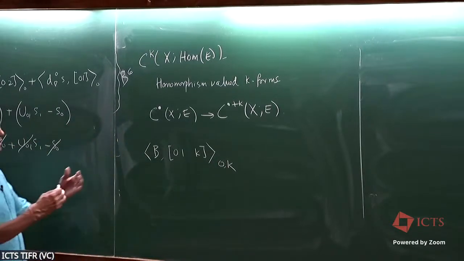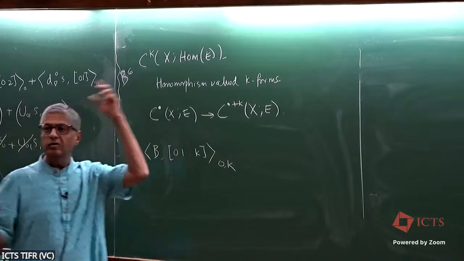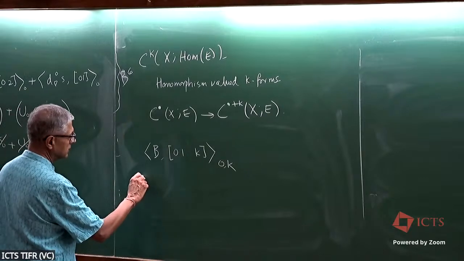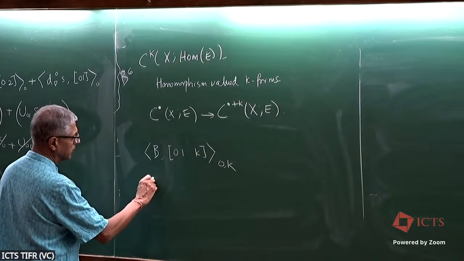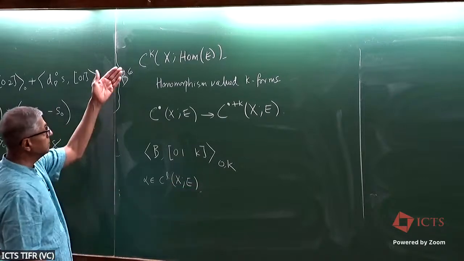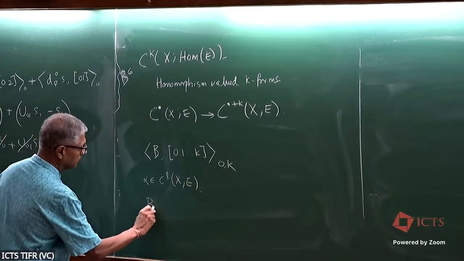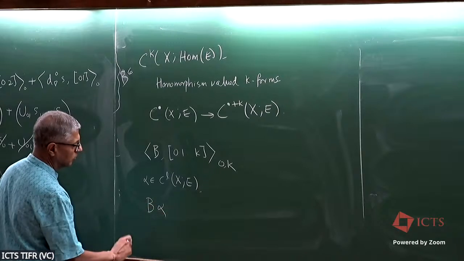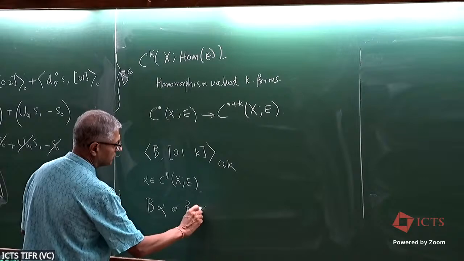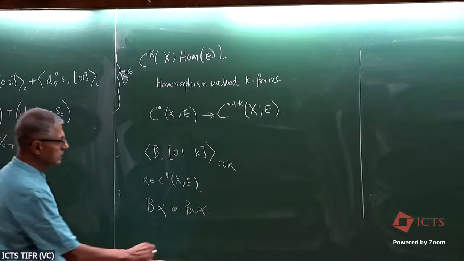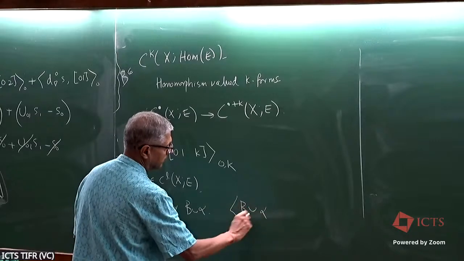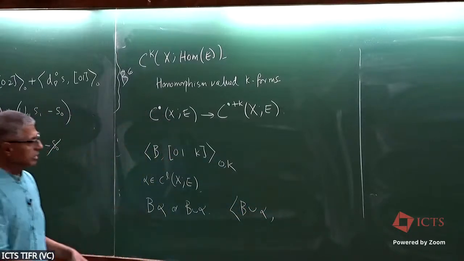And so homomorphism should act on fiber elements, on vectors. And that action is, let's say you have alpha belonging to CL, XE, and B lives here, then B times alpha, or B cup alpha, takes a value on a K plus L simplex.